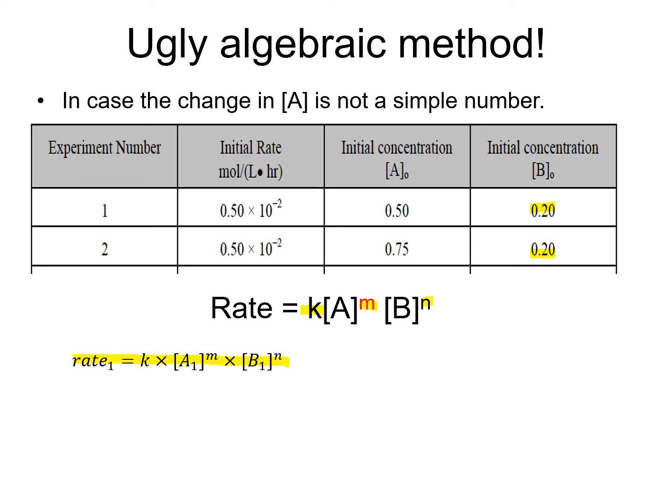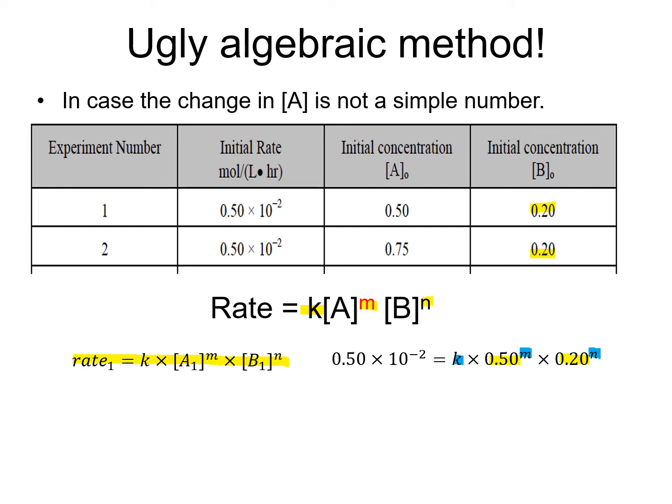And if I substitute the value that I have, right, I know what the rate is: 0.50 times 10 to the minus 2 molarity per hour. I know that the concentration of A is 0.50, and I know that the concentration of B is 0.20. My problem is I have a lot of unknowns. I don't know what N is, I don't know what M is, and I don't know what K is. So I have 3 unknowns, and that's not going to work with one equation.